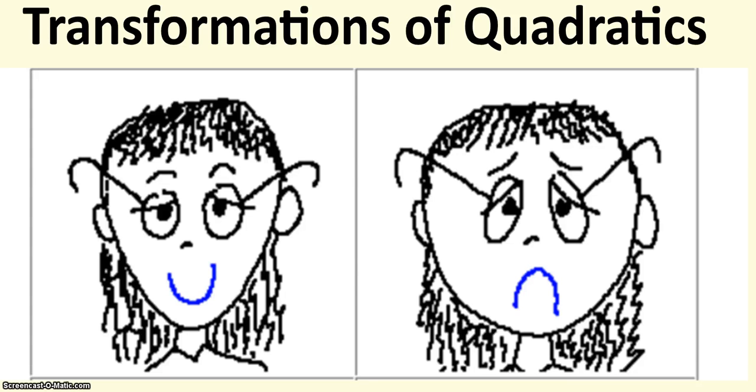Hey everybody, and today's video will be over transformations of quadratics. So what you see in front of you is a pretty funny picture. It's a lady with glasses, and in the picture on the left she is smiling, meaning opening up, and in the picture on the right she is frowning or opening down. Quadratics make a special shape that looks like a U, and they can be either up or down depending on the leading coefficient. So we're going to talk more about that in just a little bit.